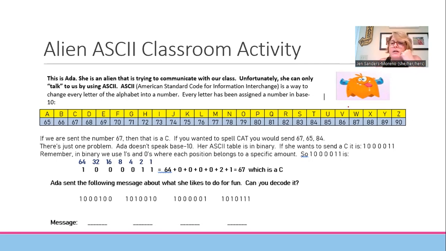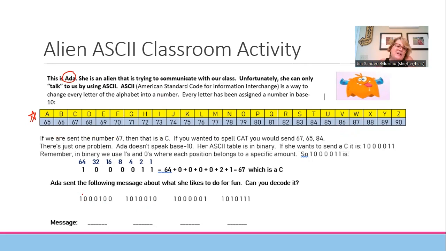I found a little image of an alien, and I named her Ada. By the way, Ada Lovelace is one of the founding mothers of computer science, so I snuck that little nerdiness in there. It's also the name of one of the first computer programming languages. This is Ada. She's an alien that's trying to communicate with our class. Unfortunately, she can only talk to us by using ASCII, and I'm focusing only on the capital letters. Not only can she only communicate in ASCII, she can only send her responses in binary.